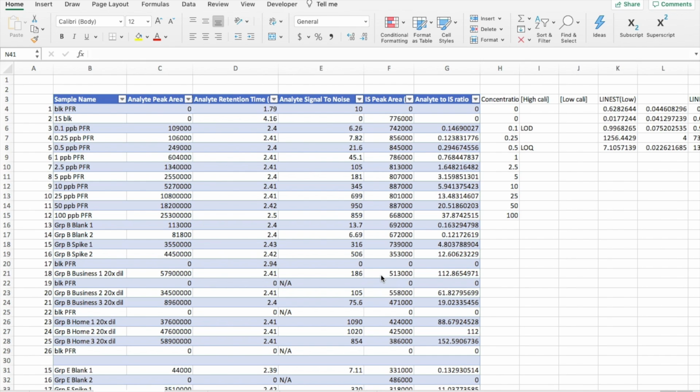Isotopically labeled compounds are ideal for internal standards. However, they aren't always available, and thus, you would have to choose a compound that is similarly structured and is retained in the LC column similarly.